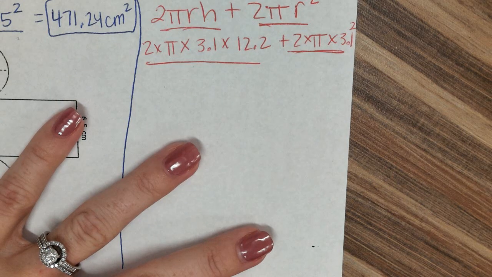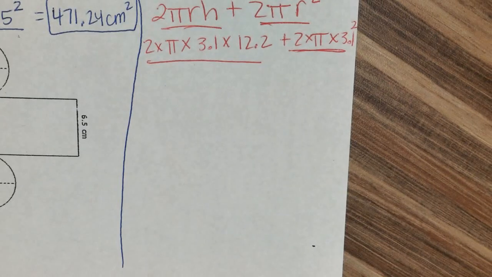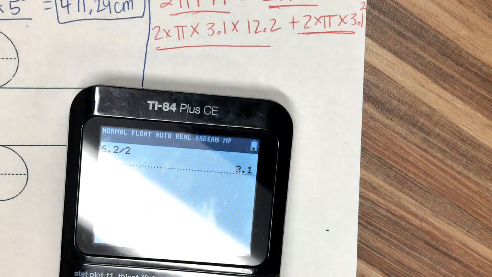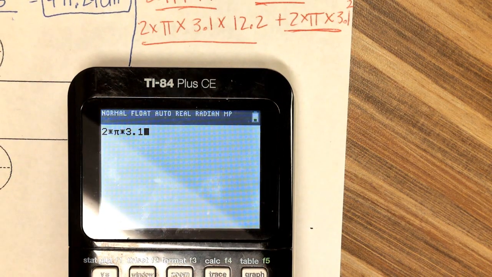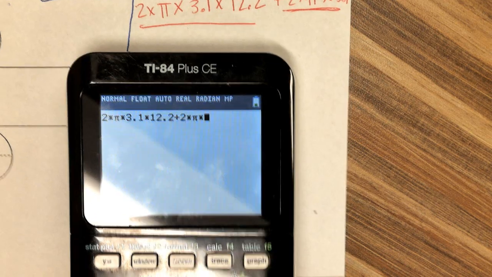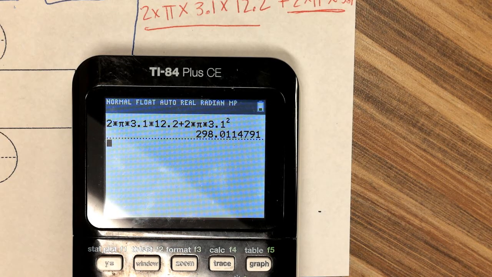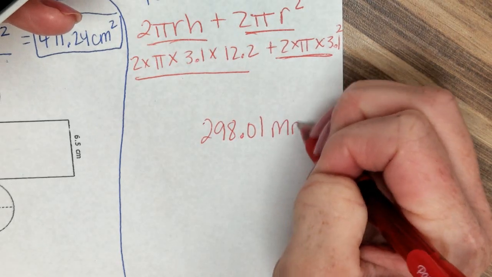So it's not hard at all. It's just a lot to put in. But guys, 12 years ago, when I first started teaching, my students did this formula without a calculator. It was not fun. Two times pi times 3.1 times 12.2 plus 2 times pi times 3.1 squared. Did y'all get 298.01? Millimeters squared.